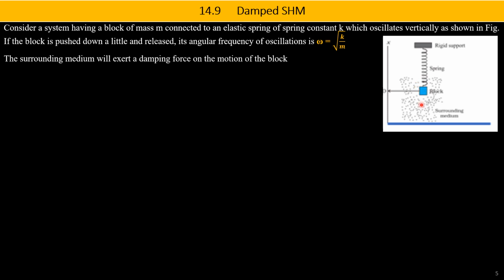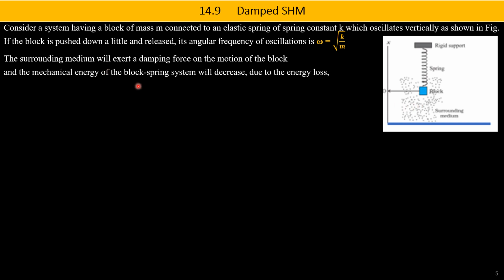The surrounding medium here, which may be a fluid or viscous or any other medium, offers a damping force on the motion of the block. That is, the surrounding viscosity, liquid or anything will exert a damping force on the block. So this surrounding medium is shown in the figure as dotted particles.